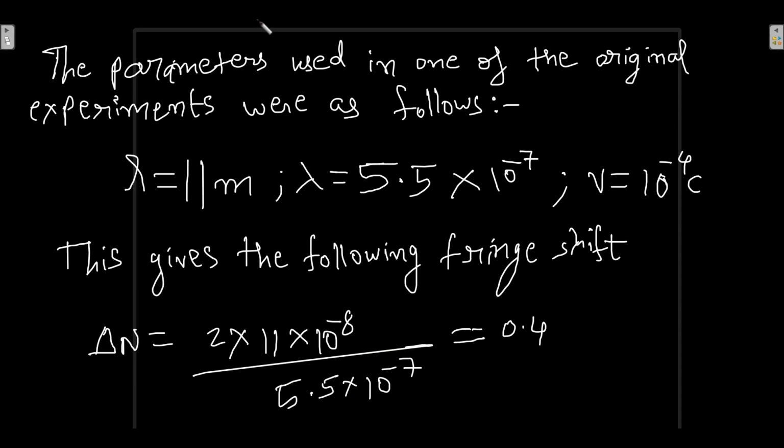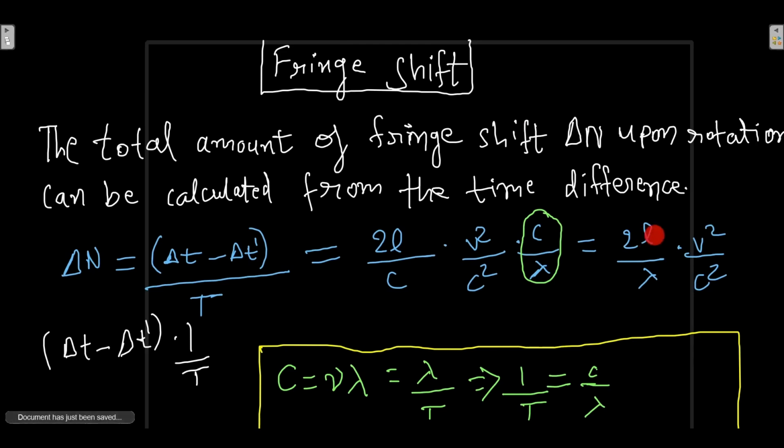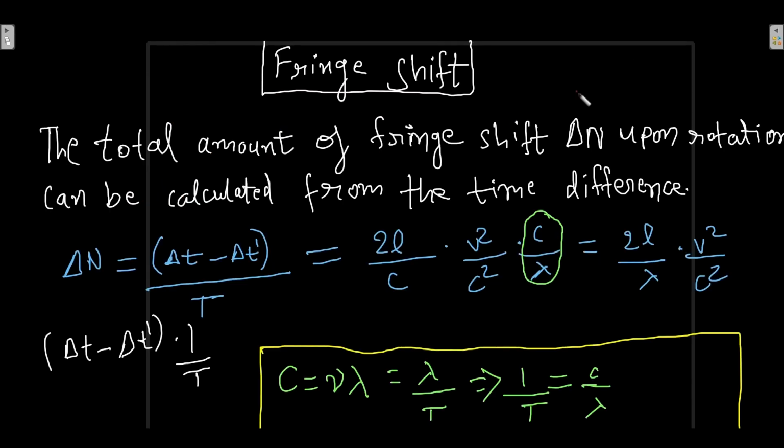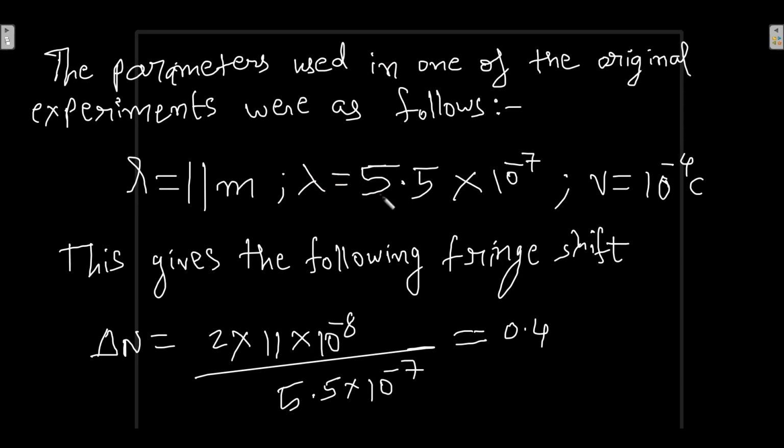Now the parameters that were used in one of the original experiments of Michelson-Morley, there are various parameters like L, lambda, V, C. So the parameters used in one of the original experiments of Michelson-Morley were as follows. L was 11 meter. Then lambda was 5.5 into 10 to the power minus 7 meter.